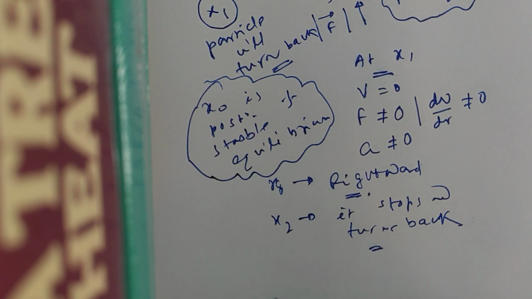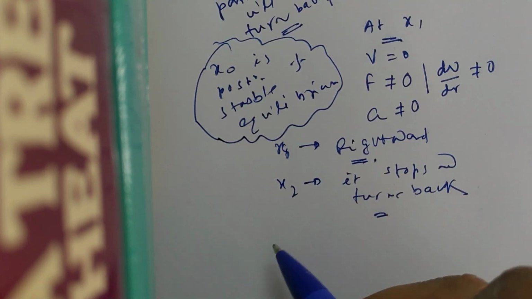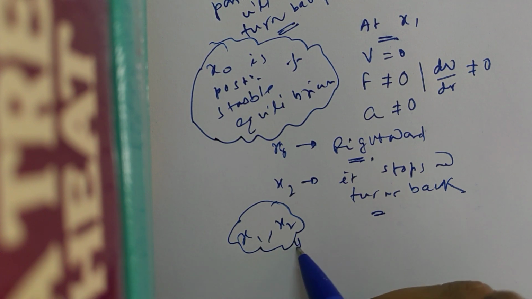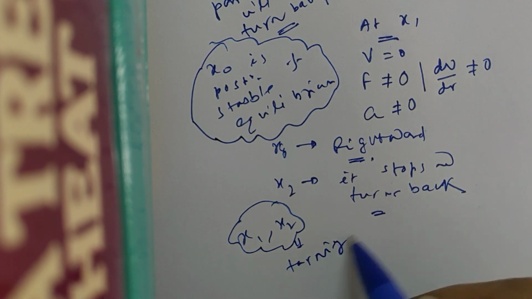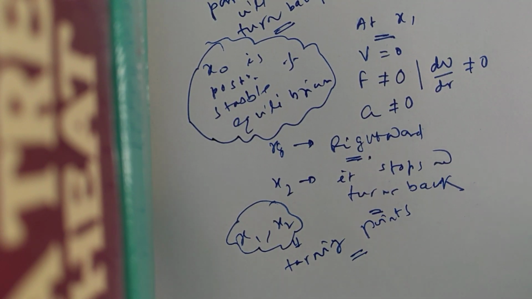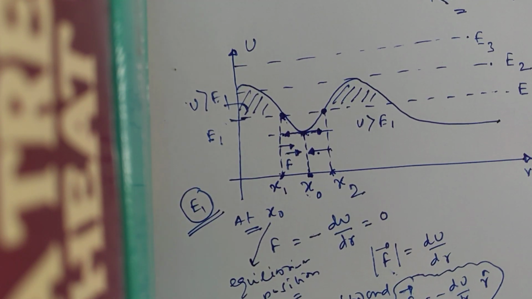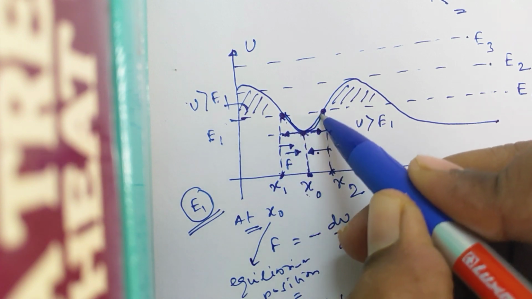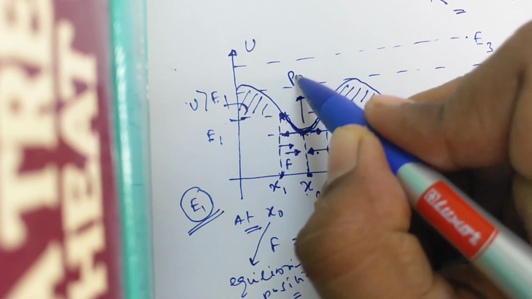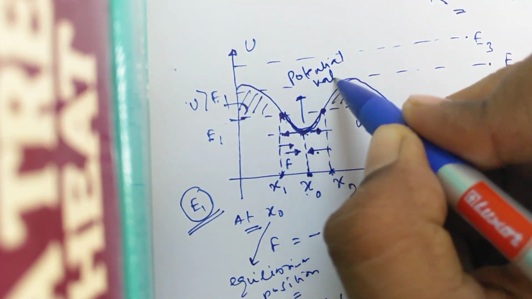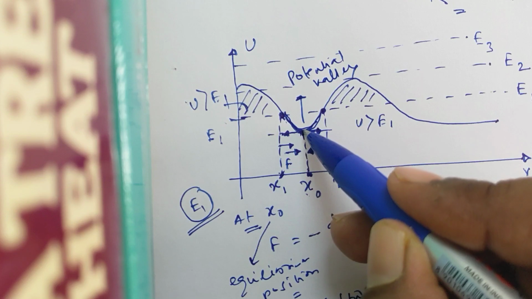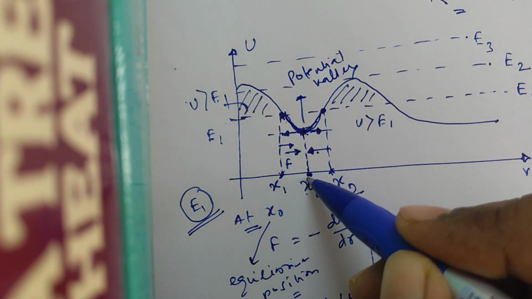From there we can have a few more pieces of information. The points x1 and x2, from where the particle was turning back, are called turning points. And one more important thing: if you check the diagram, this looks like a valley, which is often called a potential valley. So whenever a particle is trapped in a potential valley, it will be in stable equilibrium.